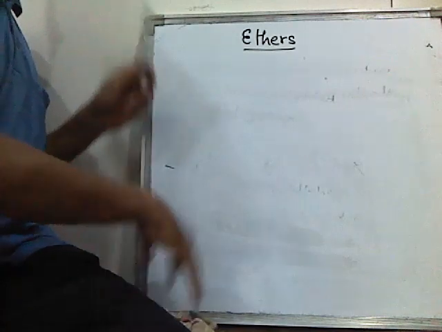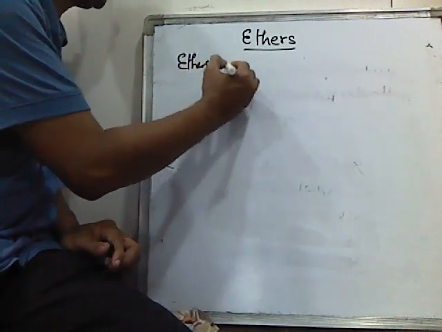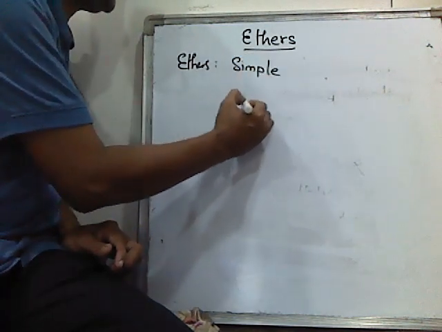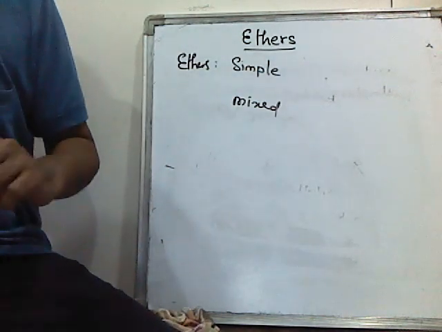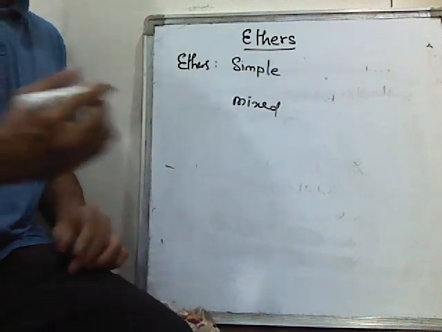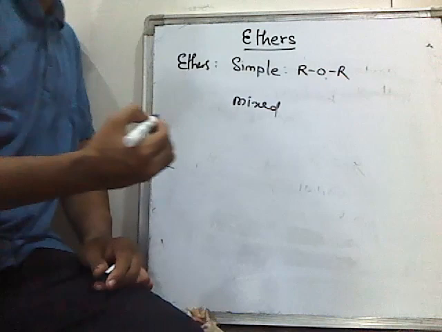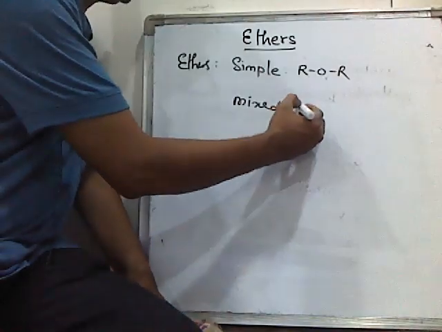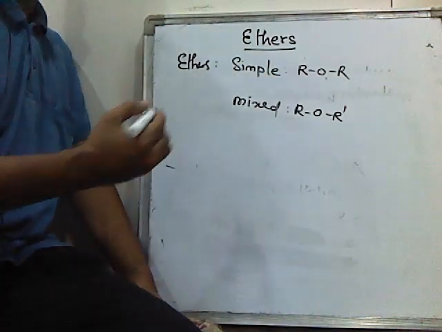Now, how to name the ethers? In the common system, ethers are classified into two types: simple ethers and mixed ethers. Simple ethers means the two alkyl groups attached to the oxygen are the same. If two different alkyl groups are attached, it is called a mixed ether.